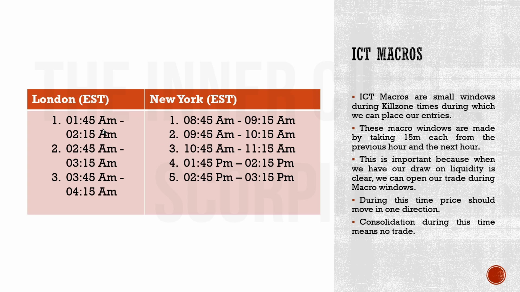As you can see, London starts from 2 to 5, right? So we have a macro window right at the start from 1:45 a.m. to 2:15 a.m. and then the next hour is 3, so we start from 2:45 to 3:15 a.m. The last hour is 5, so at 4 we have 3:45 to 4:15 a.m. Same for New York. ICT does not trade Asia, so that's why he never mentioned Asian macro windows, but this same thing applies to Asia as well.